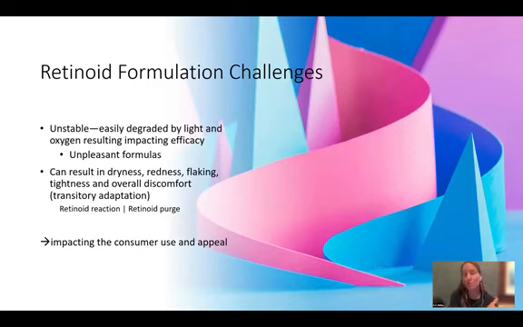And if you use them during the morning, and you go out in the sun, you right away get that degradation of them, and you're not getting any real benefit from them.